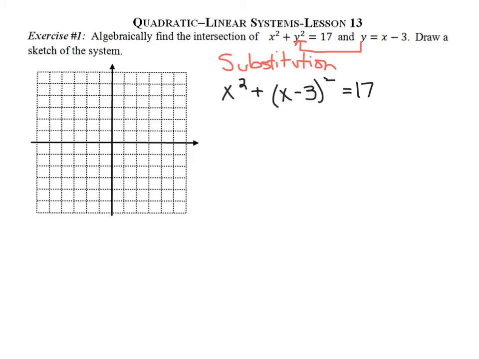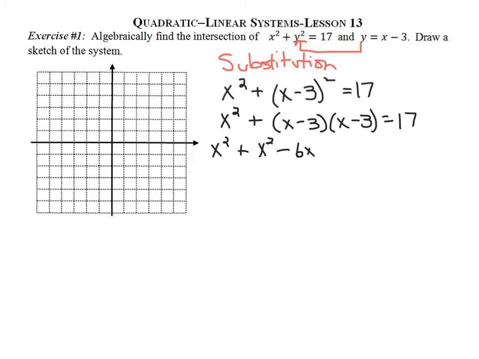Let's simplify this equation. So I'm going to multiply out the x minus 3 squared. If you have to, write down x minus 3 times itself and go ahead and do that multiplication. So I have x squared plus x times x is x squared. Outers give me negative 3x, inners negative 3x, so that's going to combine to give me a negative 6x. Negative 3 times negative 3, positive 9, equals 17.